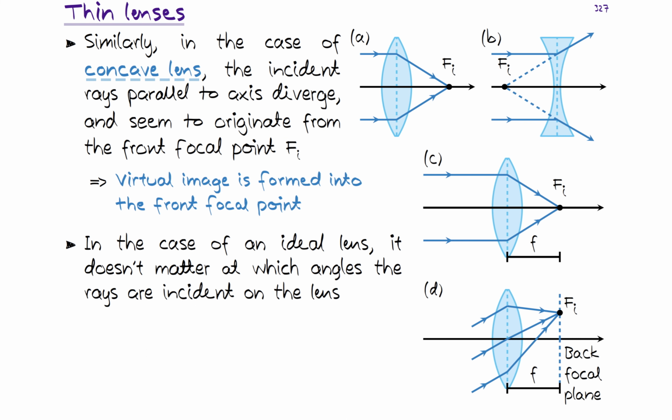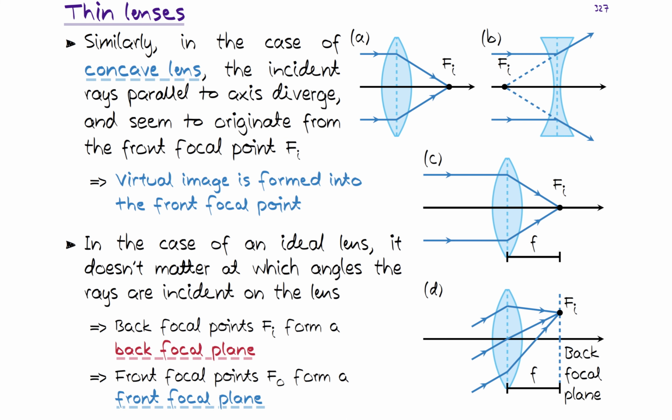And this means physically that it doesn't really matter at which angles the rays of light are incident on the lens, they behave the same way. And basically the back focal points Fi form a back focal plane. And similarly, the front focal points Fo form a front focal plane.